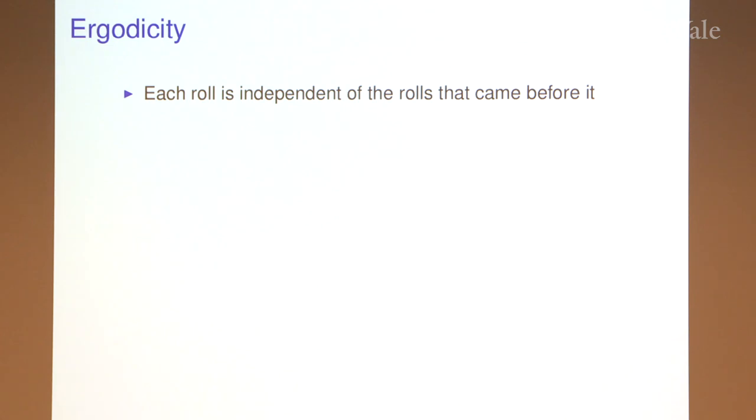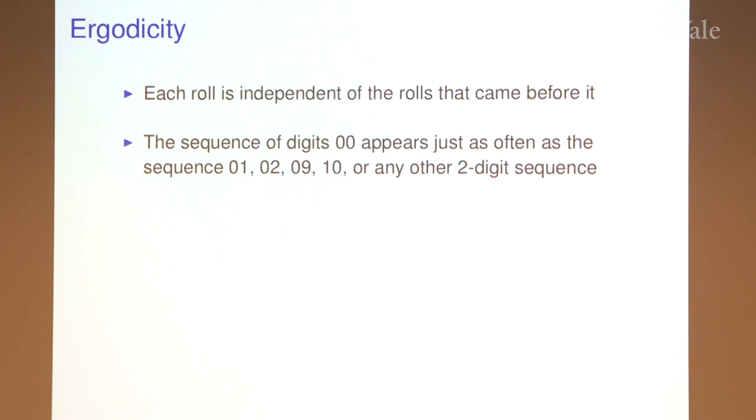each roll is also independent of all of the rolls that came before it. That means that if I look at two-digit sequences, 0, 0 is just as likely to come up as 0, 1, or 0, 2, or 0, 9, or 1, 0, or any other two-digit sequence, right? So all two-digit sequences are equally likely.